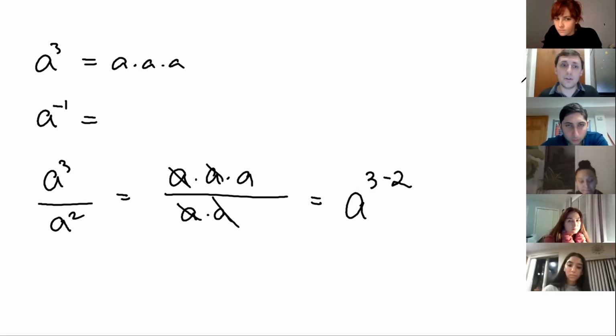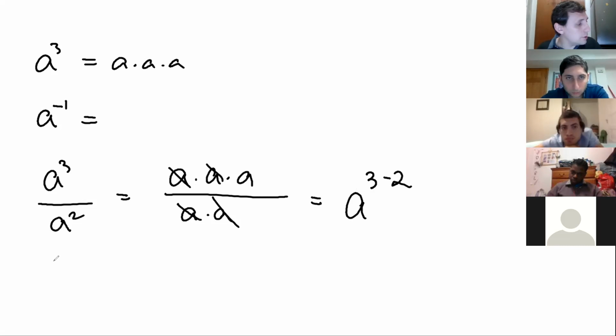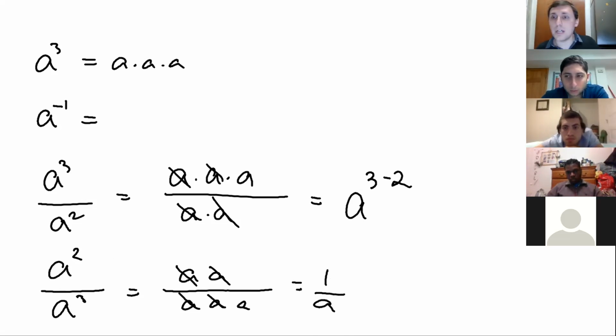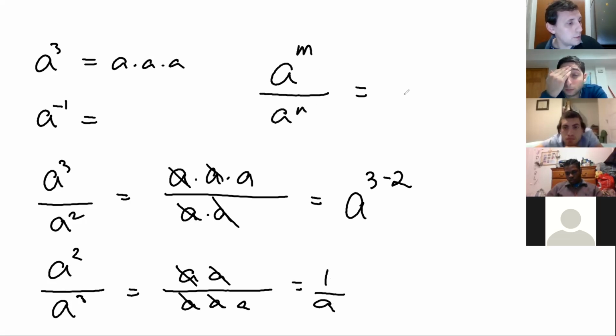Yes? If on the other hand you had more a's on the denominator, look what happens. If I have a squared divided by a cubed, this means exactly what? It means a times a over a times a times a. It's 1 over a, and I want the same subtraction rule to work. I want this property to be true. A to the power of m divided by a to the power of n, I want it to be a to the m minus n. That's how I begin developing it, yes?